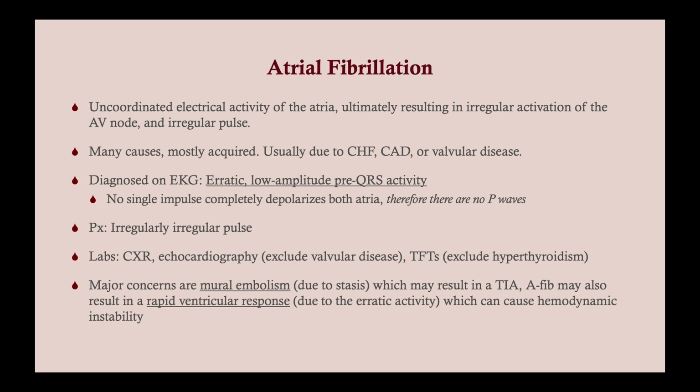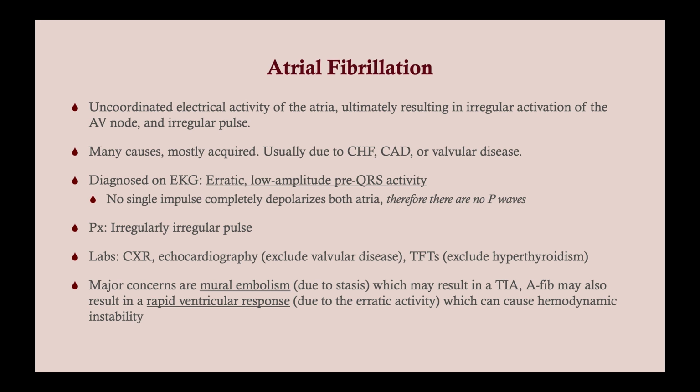The major concern, as I mentioned, is a mural embolism, and that's due to stasis. Because you don't have coordinated atrial contraction, those atria are just fibrillating. They're not really moving too much. And because you have that stasis, you can develop a clot, and that clot can then get thrown out into the systemic circulation and migrate up into the cerebral circulation, and that's going to cause a stroke, either a TIA or just a regular old stroke. So that's the feared complication from atrial fibrillation.